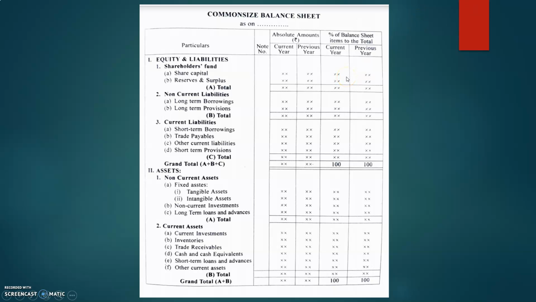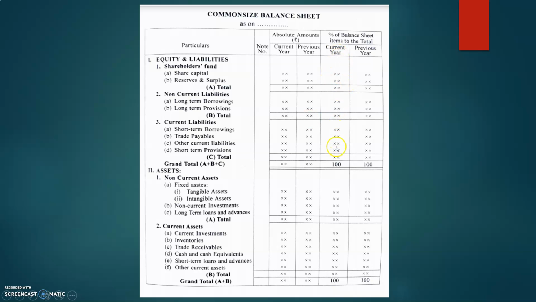So how will we calculate that? I'll tell you only one item here, like share capital. The current year's value will be given. In the formula we have seen, that particular line item is divided by the total. See, this total and this total will be the same, no? This is the total of assets and this is the total of liabilities. It will be the same. So the amount given against share capital for this particular year, divided by the grand total into 100, will give you the percentage here.